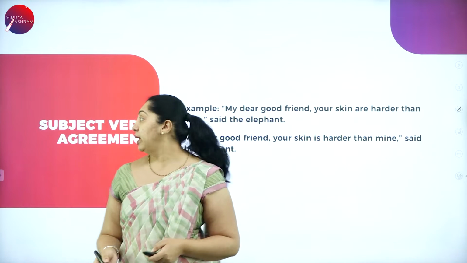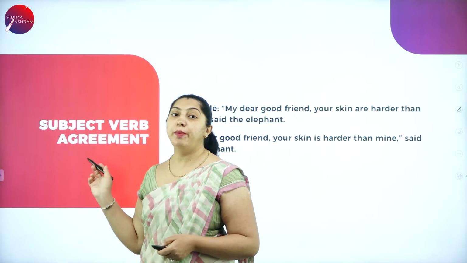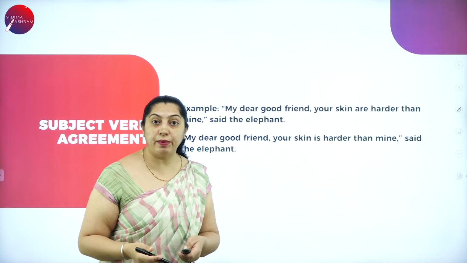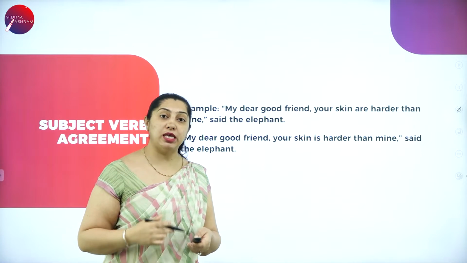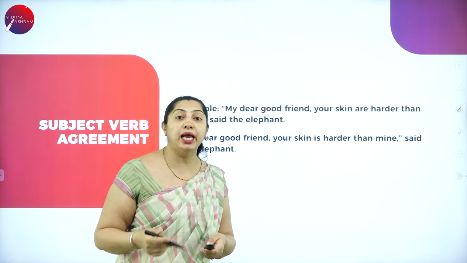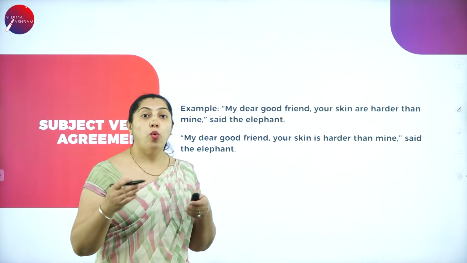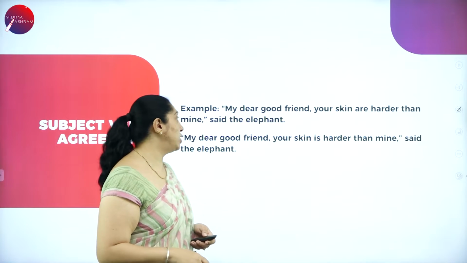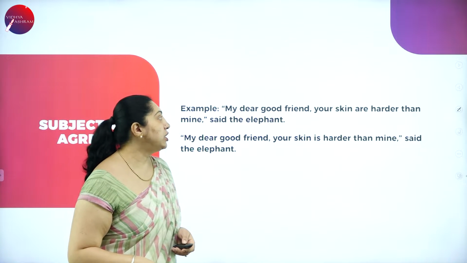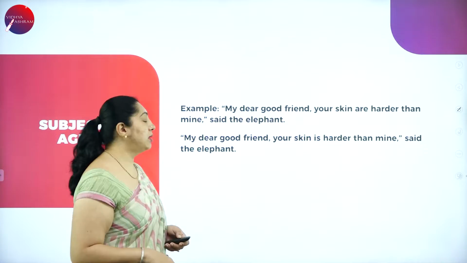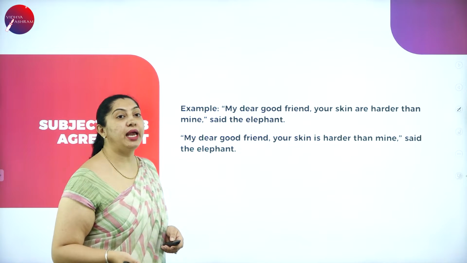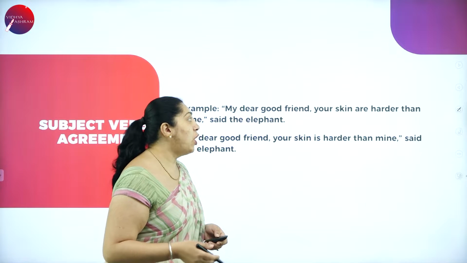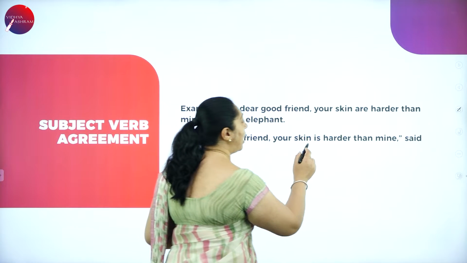The next one is all about subject-verb agreement. I've already spoken enough about it and the videos are premiered. Just have a look at the subject and verb as well as the agreement. Subject, verb. If these two are correct, then the sentence agrees. Example: my dear good friend, your skin are harder than mine, said the elephant. The answer should be: my dear good friend, your skin is harder.